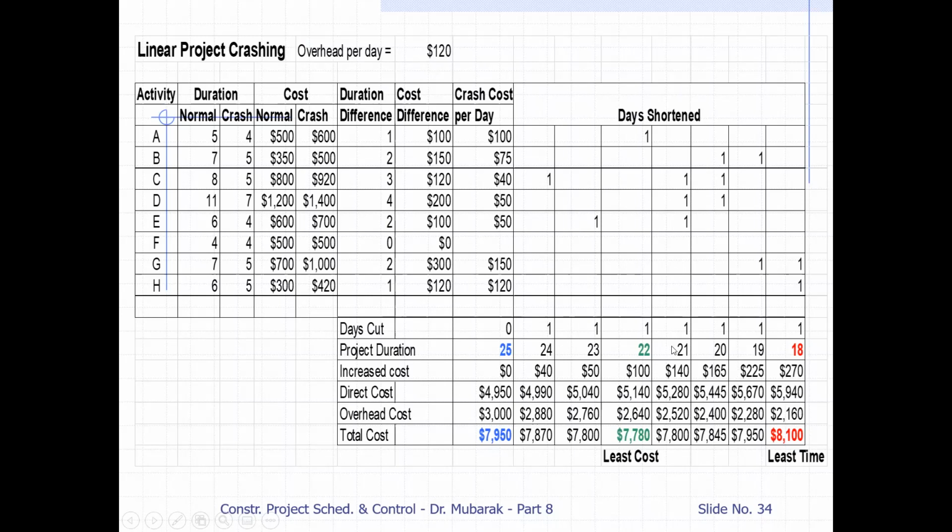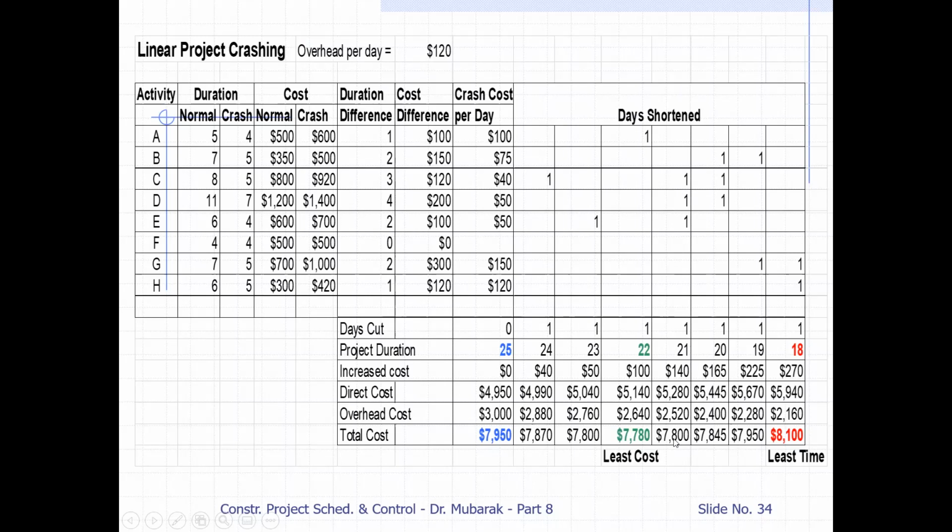Here they try to let you understand that wherever we can cut, like here we have just 1 day, so it means we can cut just 1 day. For C we can cut 3 days. For D we can reduce 4 days. For E it is 2 days. Similarly, we will see where the critical path is. Then we have to cut because three paths become critical. So we have to cut 1 day from C, 1 day from D, and 1 day from E. Then we can reduce the project duration by 1 day.